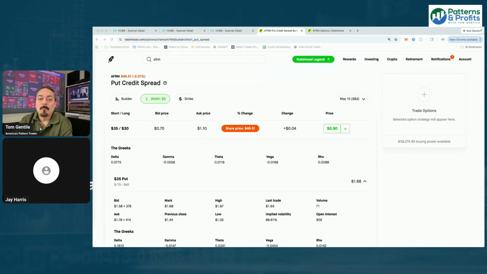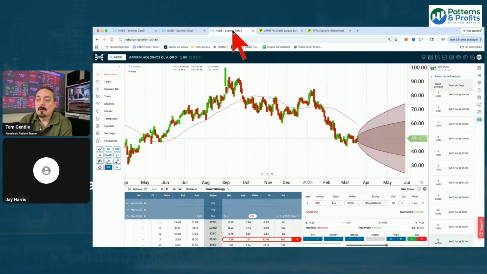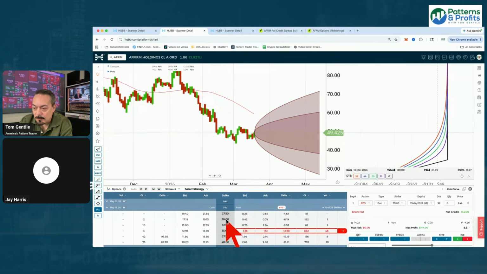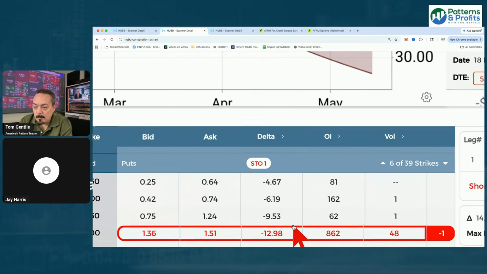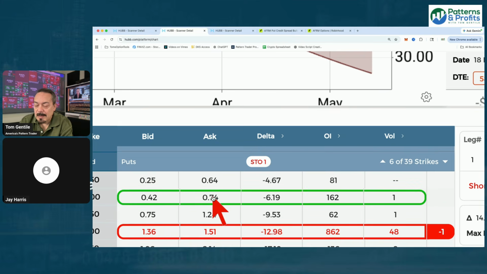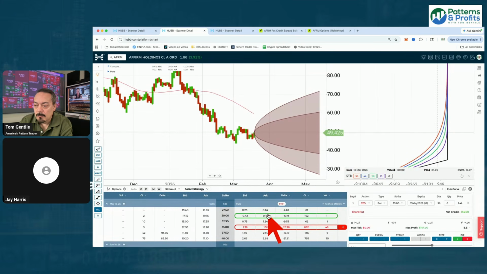What I want to do is go back and first add it into Hub. So in Hub, here's Affirm. This is my Affirm trade, which was the original put sell. What I can do is come down here and find those 30 puts, and I see them right there. I'm going to blow in and come back out. In this case, you can see this is the one that we're short. I can come over here, move over to the ask, and hit that .74. So I'm going to do that right now.